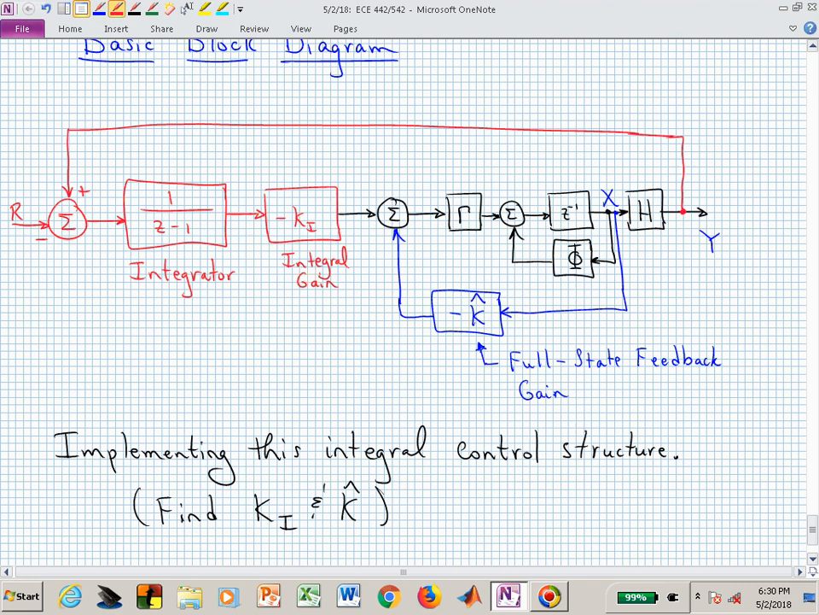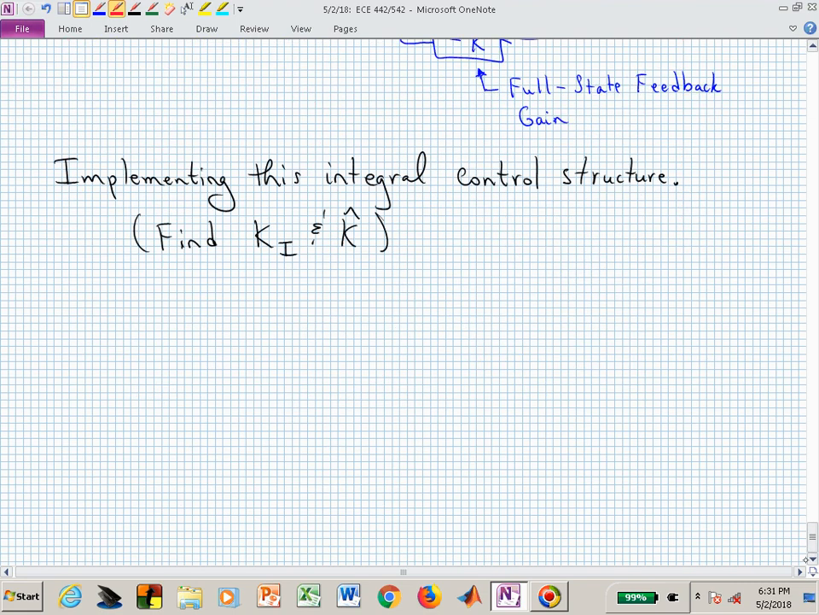Let's now figure out what that looks like, and this is sort of the review for the final. If I gave you on the final that block 1 over z minus 1, and I said, can you give me a difference equation associated with that, I hope you would answer in the affirmative. Yes, I can. So now if we have this, let's look at the dynamics.